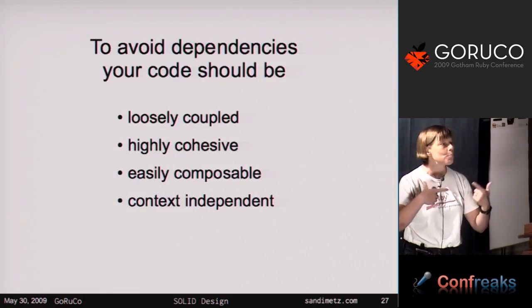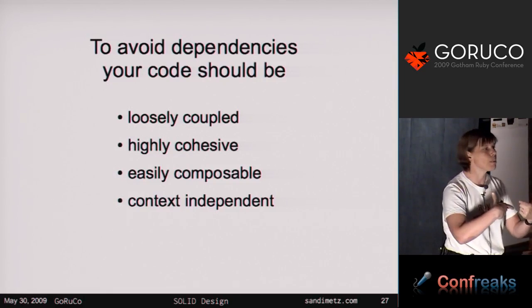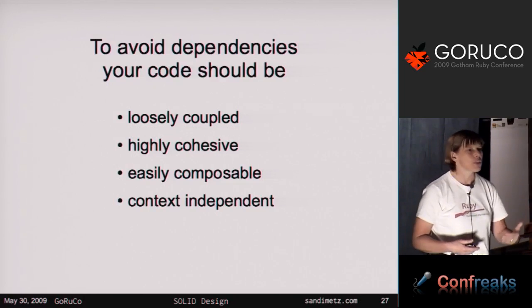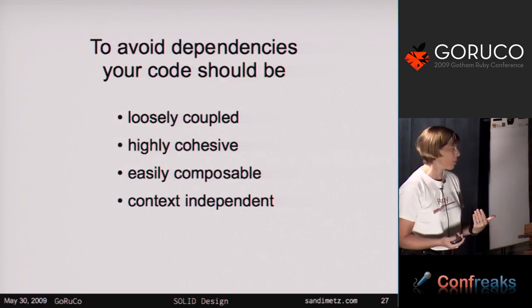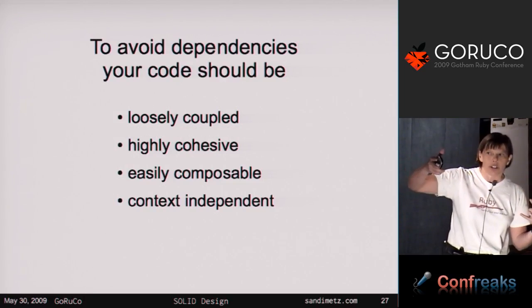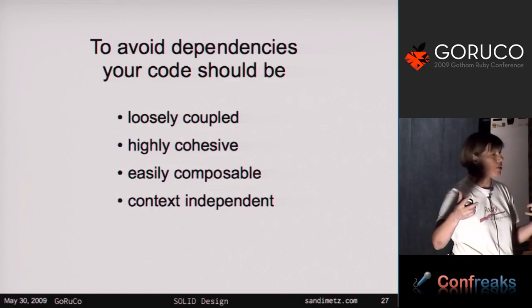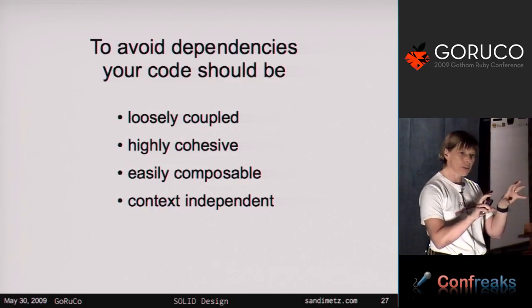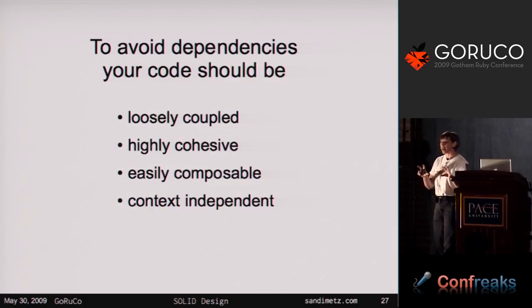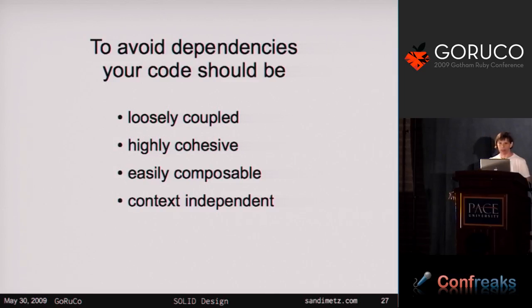Loosely coupled is about dependency injection. You should inject dependencies. Highly cohesive says a class should all be about the same thing. It should have a single responsibility. Easily composable and context independent, it's exactly more talk about dependencies, right? Your app should be made up of a bunch of context independent objects that you can rearrange to get new behavior without changing the actual code.